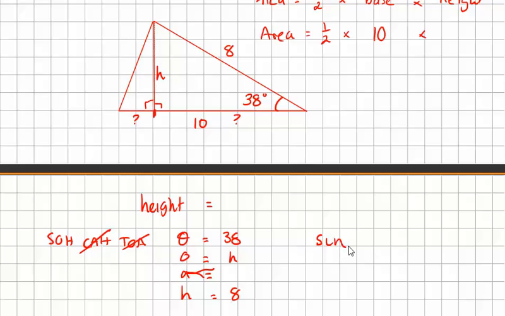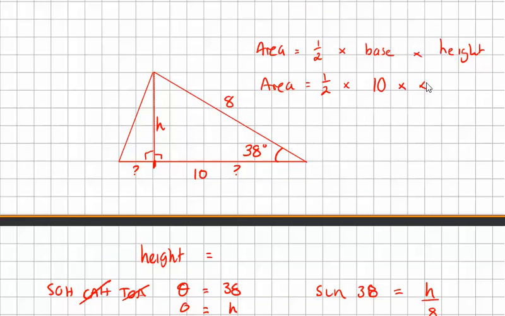So we've now got sine of 38 equals opposite over hypotenuse, so that's h over 8. If we rearrange to give it in terms of h, we have 8 sine 38 is h. So that's the height. So I'm going to put it back up in here, so we go one half times 10 times 8 times sine of 38.